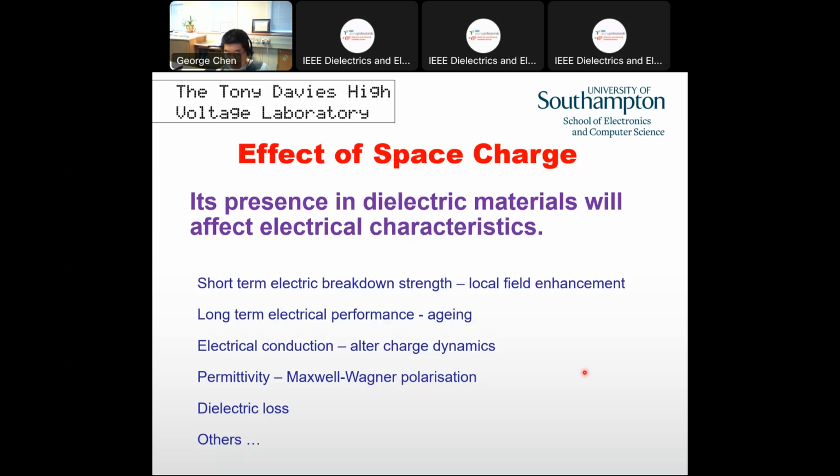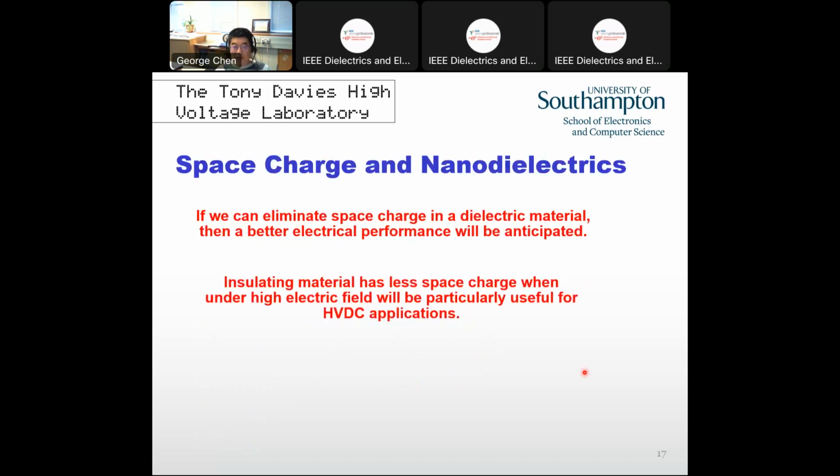So now, what is the relation between the space charge and nano-dielectrics? Based on the existing research, several models have been proposed. If we can eliminate the space charge in the dielectric material, then a better electrical performance will be anticipated, especially for materials used for high voltage DC applications, where we want to have minimum or no space charge in the system. Based on the existing literature, many believe nano-dielectrics can fulfill this expectation.